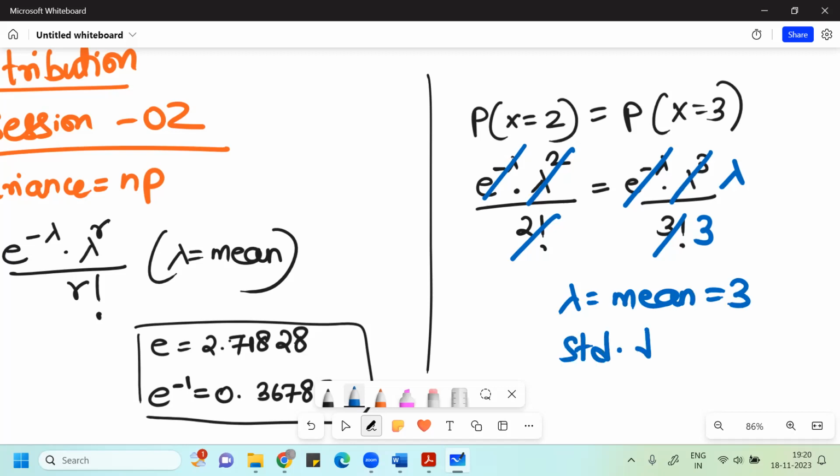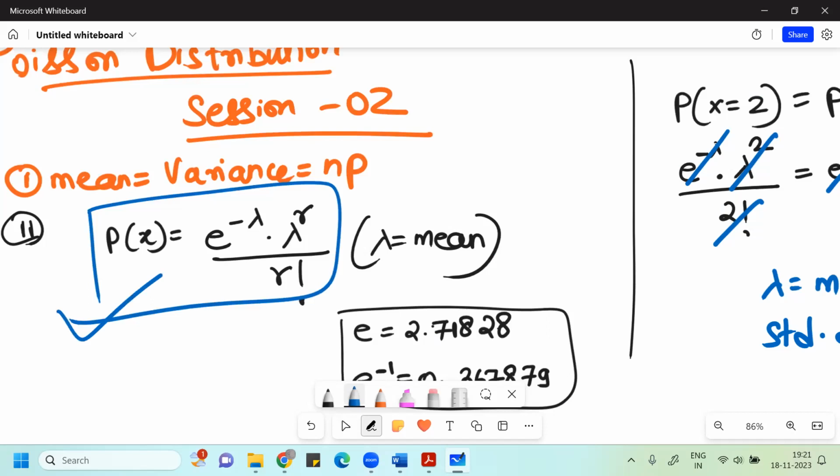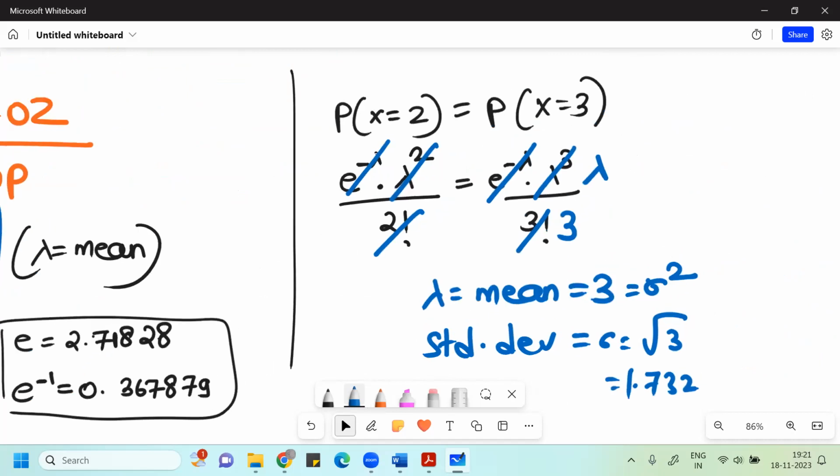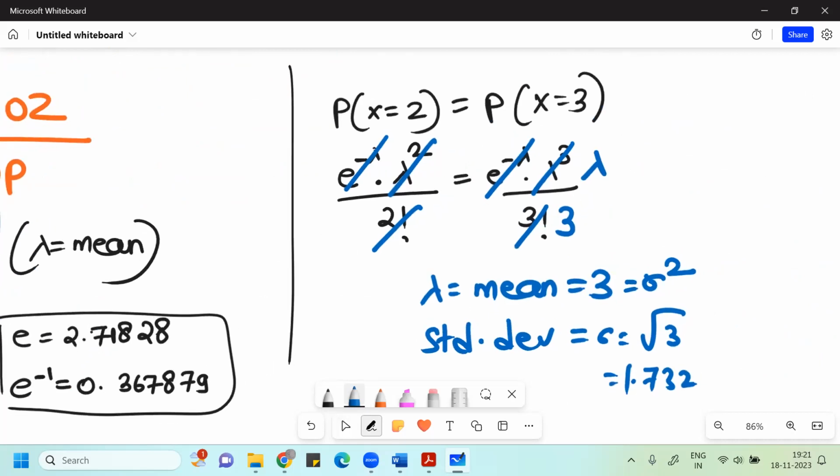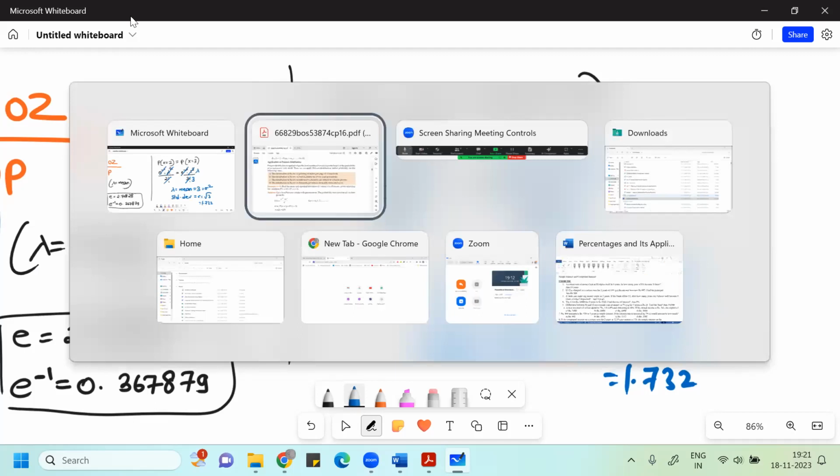Your standard deviation would be, since mean is equal to variance also, root 3. Root 3 is 1.732, whatever. See the options, whatever the options are. Done. And you have to remember the formula, the probability mass function, in the case of Poisson distribution. Then can I go ahead? Okay, I'm assuming that you have understood.